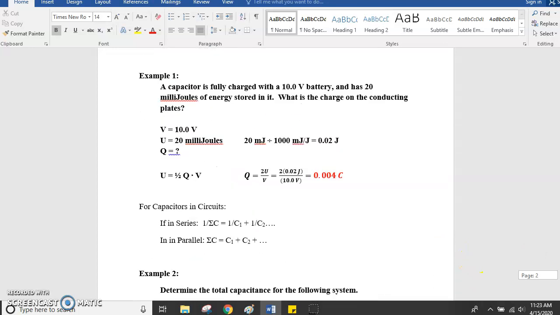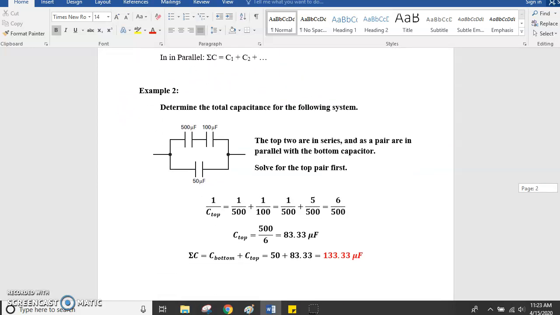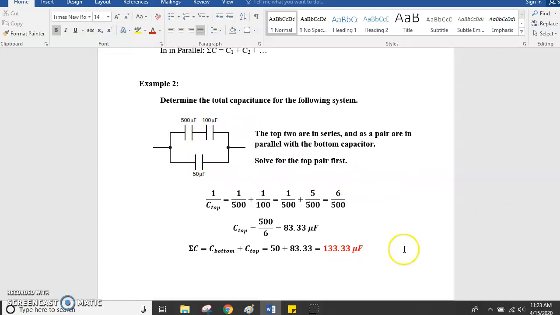You are going to be doing both these types of problems, picking the right formula from these 3 formulas, or looking at a circuit diagram and calculating total capacitance. Again, remember we're going to round all our answers to 2 decimal places, and then you don't have to put the units in your answers on the worksheets because it doesn't do a good job reading those.